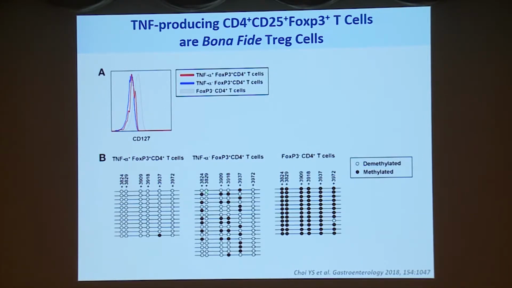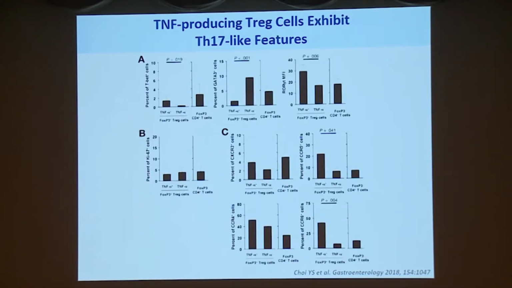But in this, the TNF-alpha negative or positive, the FOXP3 positive Treg cell population, there the TSDR region is almost demethylated. Especially in the TNF-alpha positive, FOXP3 positive CD4 T cells, all of these regions are demethylated. So with this result, we could conclude that these TNF positive, FOXP3 positive CD4 T cells are real bona fide Treg cells, not activated non-Treg cells.